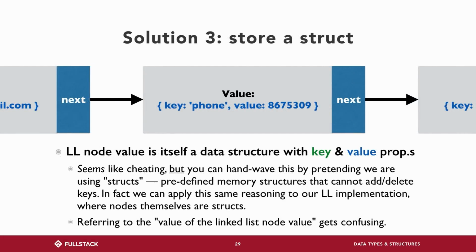Slightly better would be if we could use a struct, which is another way to store properties with string keys. This might seem like cheating, but remember that with a struct, you have to predefine all the keys that it can ever have. It can never have new keys added or removed. JavaScript doesn't have structs, but if we were implementing this in JavaScript, we could pretend that a simple object is a struct, so long as you never add new keys, that is, new properties to it.